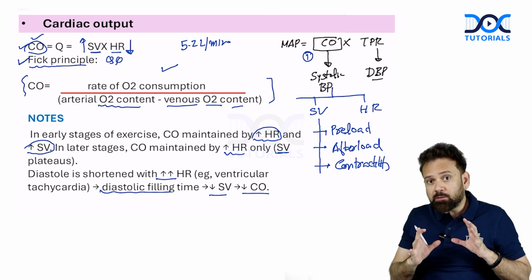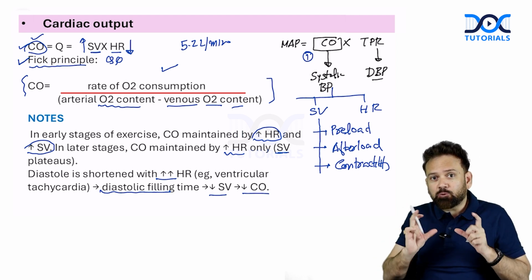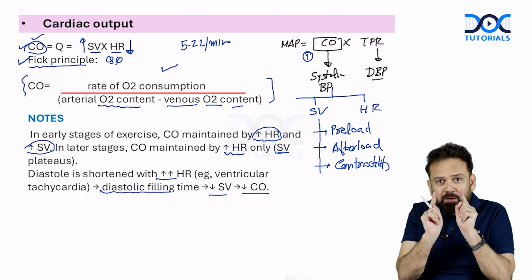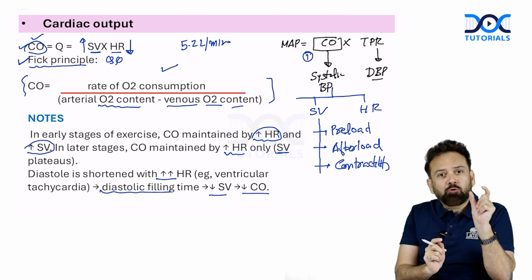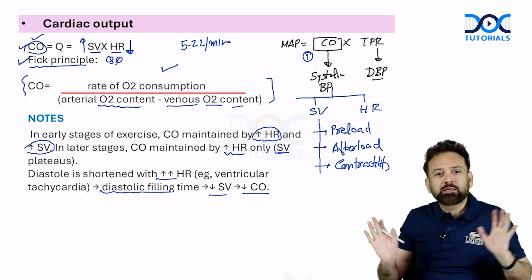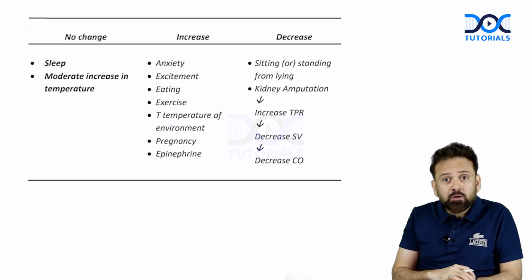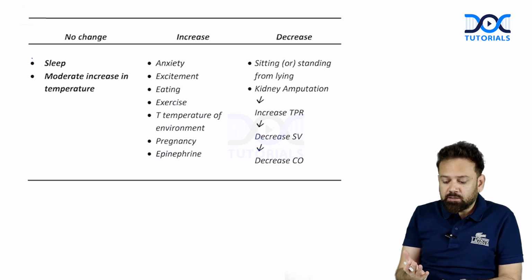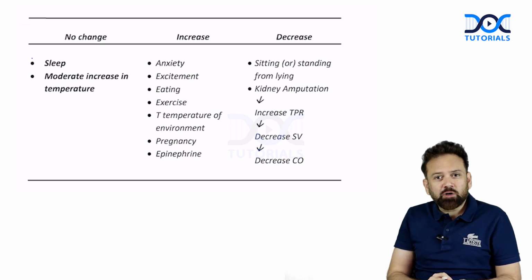I hope this concept is clear, because nowadays they're twisting and turning the question from exercise, and only by this simple formula, cardiac output equals stroke volume into heart rate, it is easily understood. Clear? Now, sometimes this is from your Ganong only. They ask you what are the factors which can increase or decrease cardiac output.